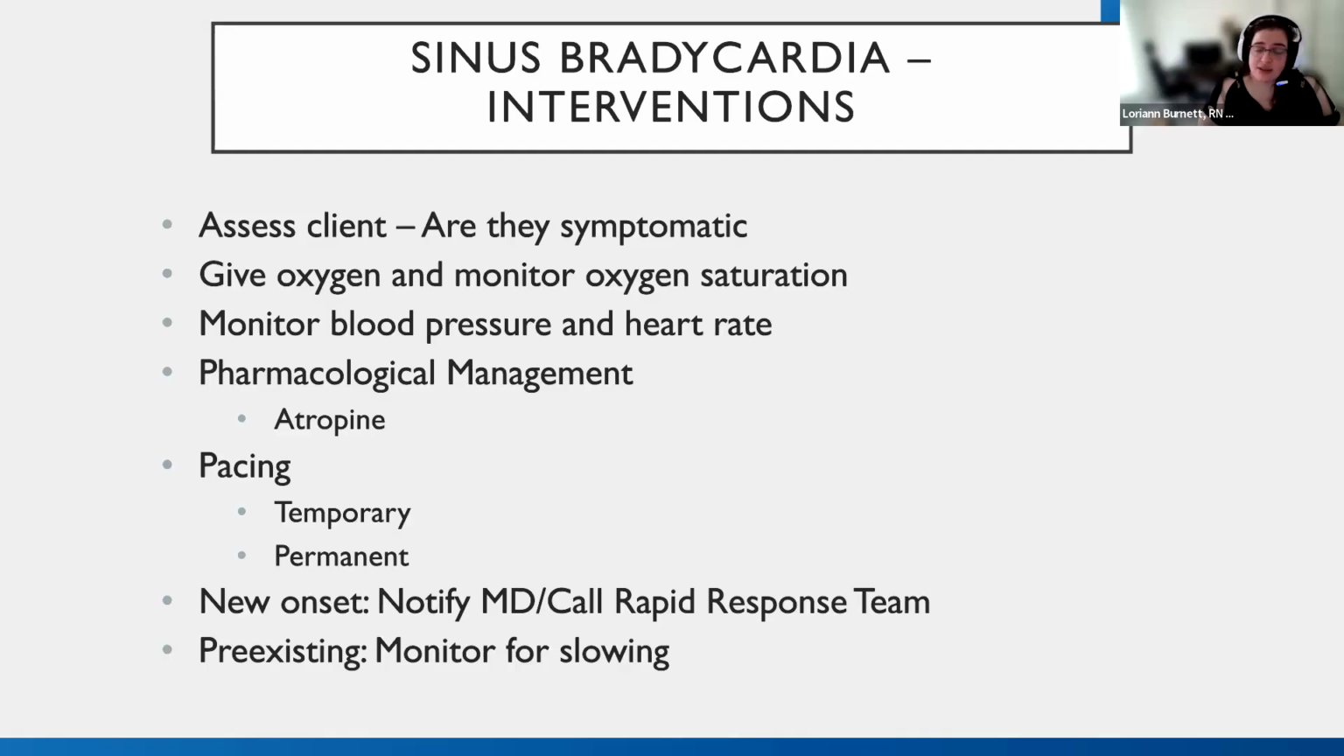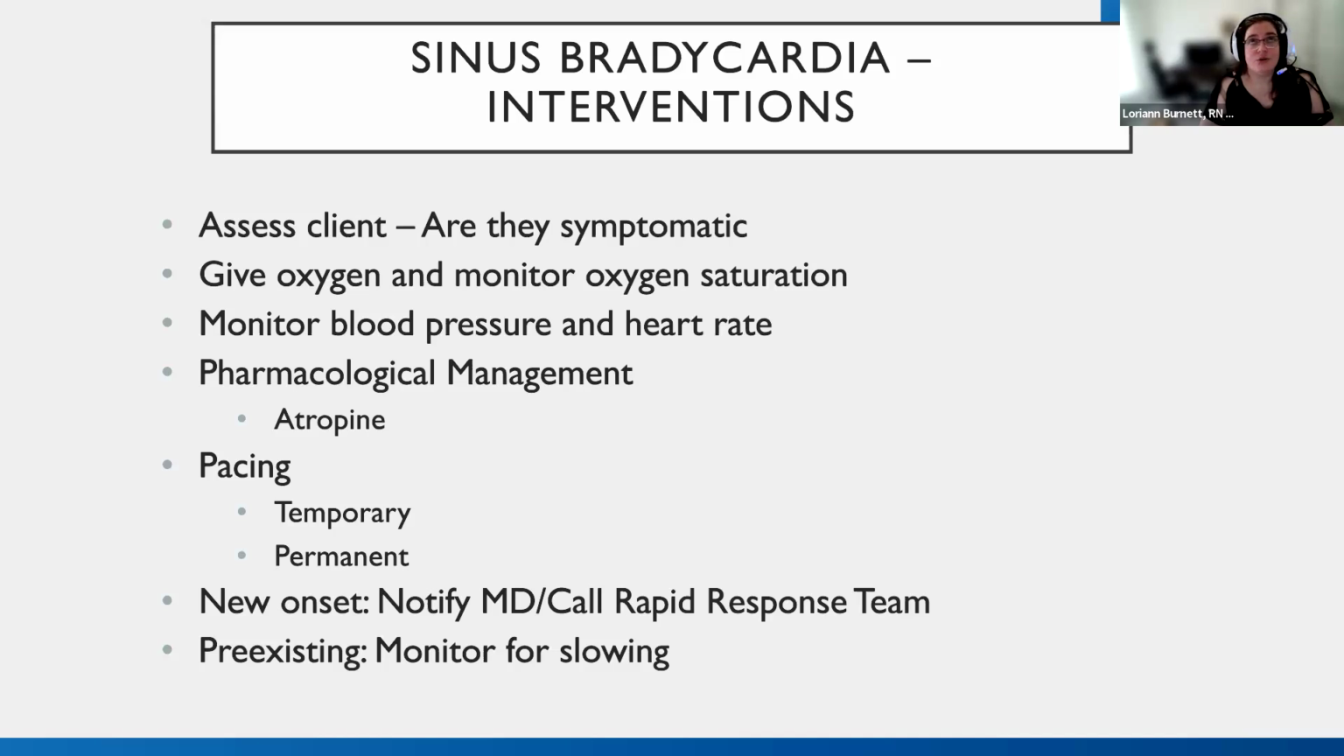If it's a new onset, they've never had this before, and it's symptomatic, we're going to call the doctor and a rapid response team because we want to fix it. If it's pre-existing, the doctor knows about it, or they're not really symptomatic, we're going to monitor. We're only going to notify the doctor if it's getting outside of a normal level for them, or if the symptoms are getting worse.